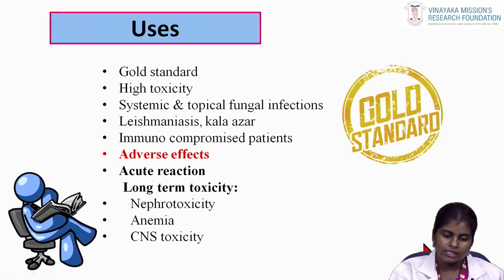Long-term toxicity leads to nephrotoxicity. Nephrotoxicity causes reduced GFR, azotemia, hypokalemia also. In that condition, you cannot give it concurrently with other nephrotoxic drugs such as vancomycin and aminoglycoside antibiotics such as gentamicin. So you should not give them with amphotericin B. Next is anemia due to bone marrow depression. As I said earlier, it causes CNS toxicity when given intrathecally.